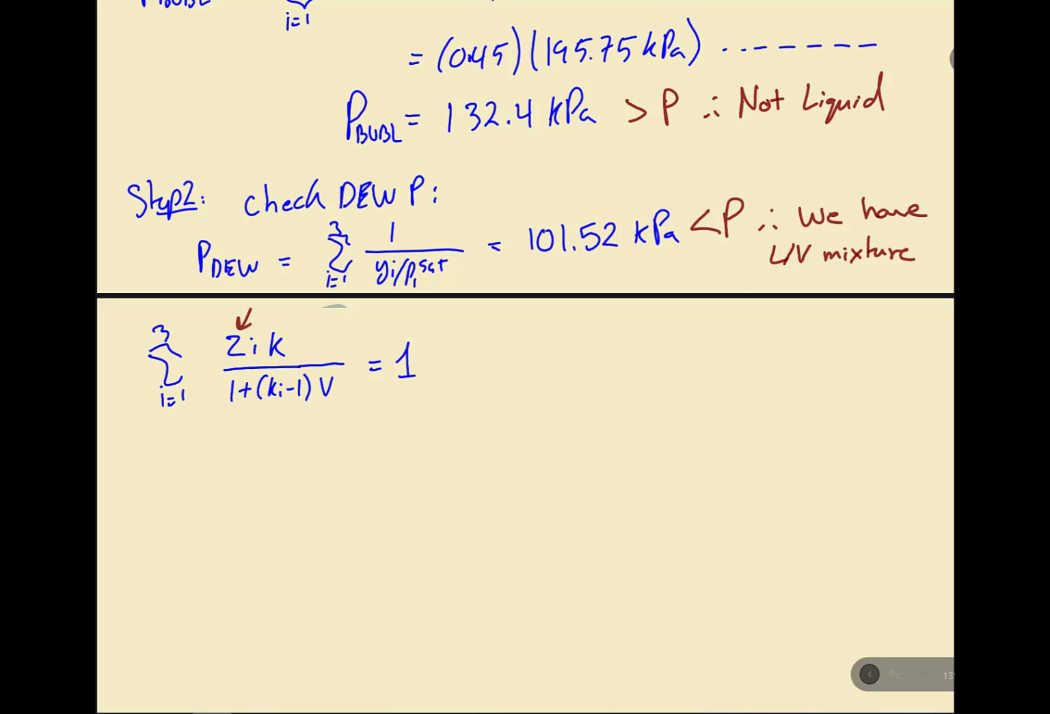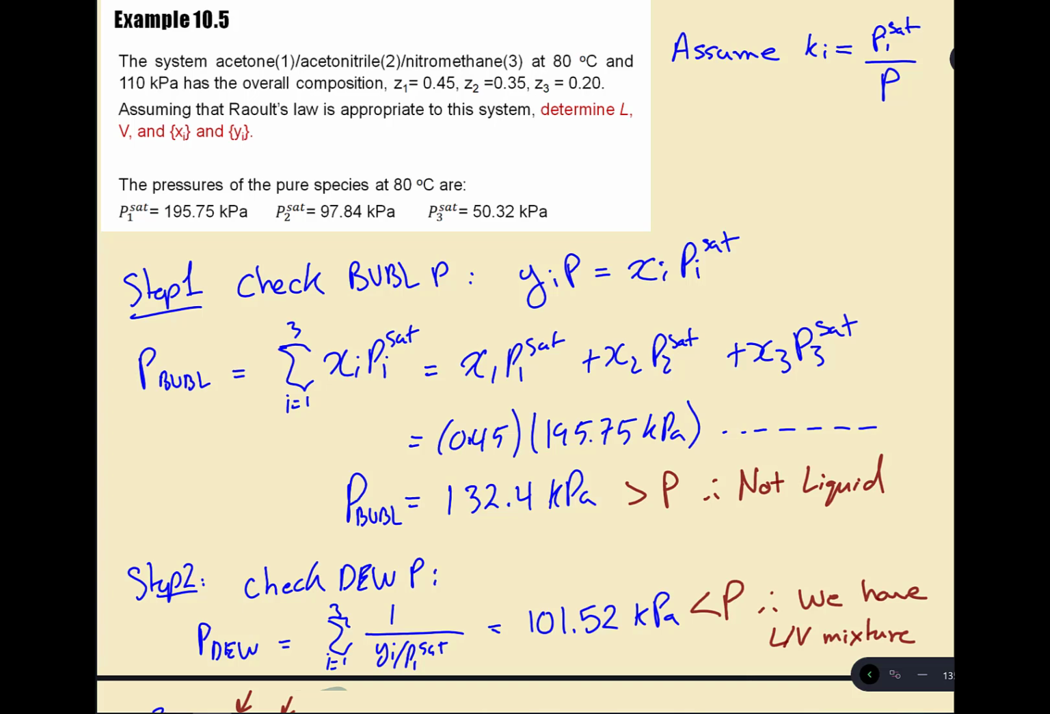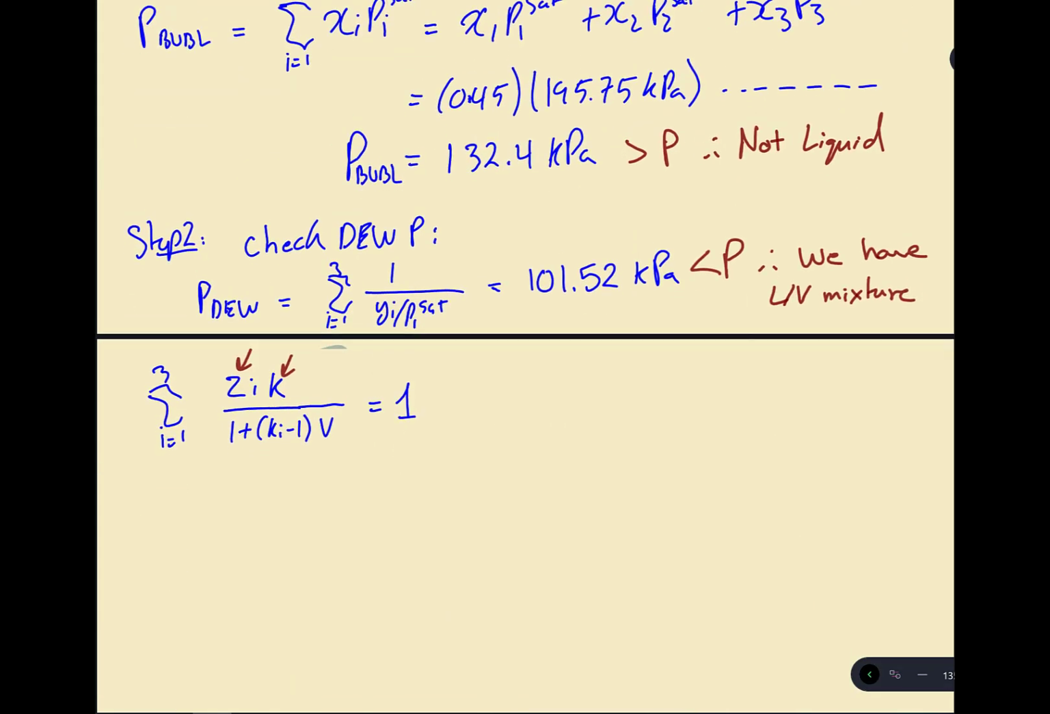The z's are known, they're given in the problem. I don't know the K's yet because I didn't calculate them yet, but because Raoult's law applies, I can calculate them using P_i sat over P for every component. So we're going to do that. And once we know that, we're going to have to do trial and error to figure out what vapor amount will give the summation equal to 1. All right, so let's do that here.